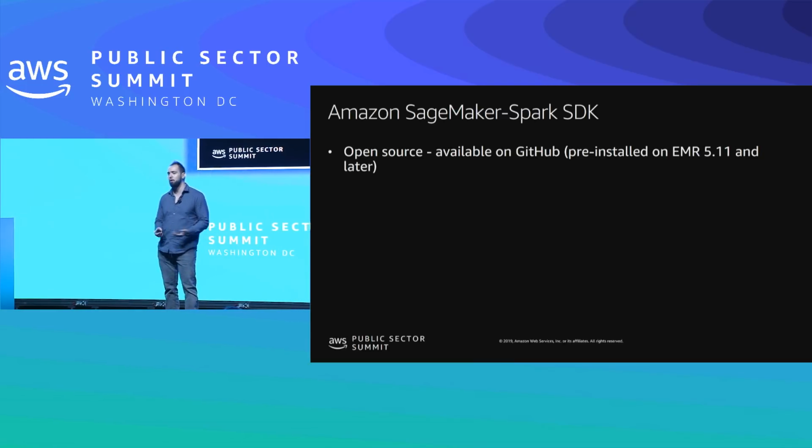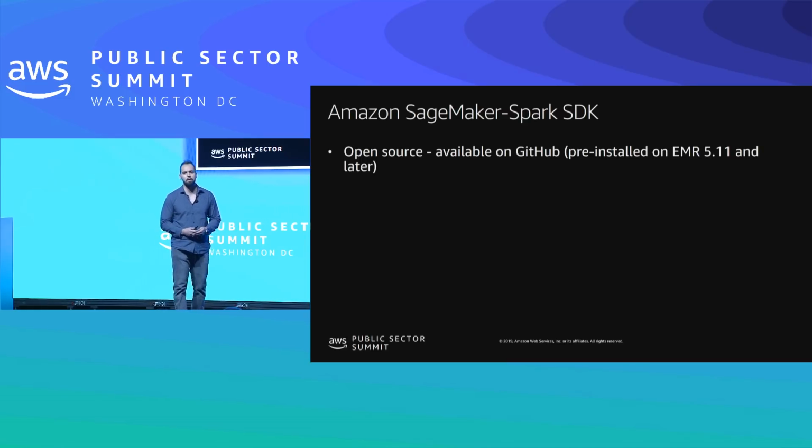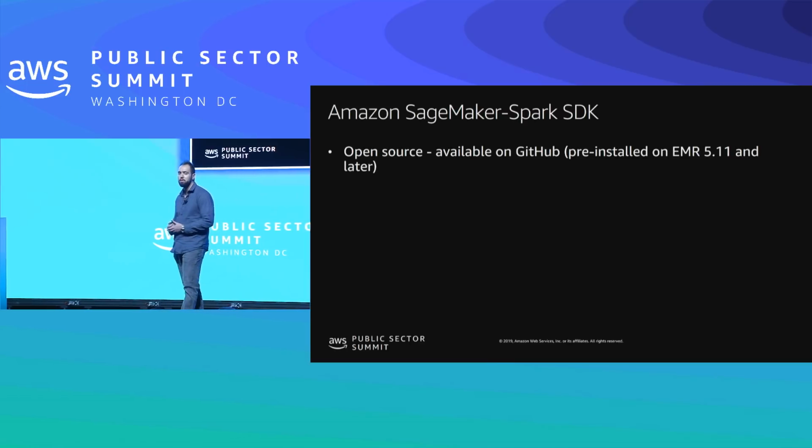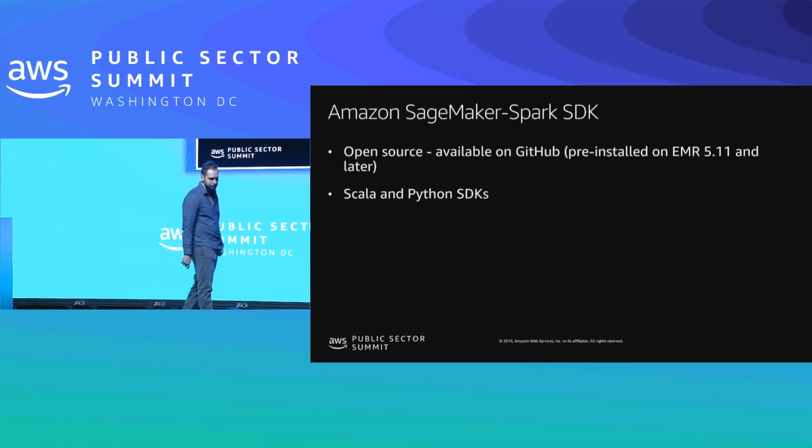Now that doesn't mean that you can only use the SageMaker Spark SDK from EMR. If you're running your own Spark distribution, you can still use it. It just means that you have to install it and configure it according to your application. So again, this is another example of why I chose EMR to do this today: EMR already has all these things built in, and it's easier to just run with it.